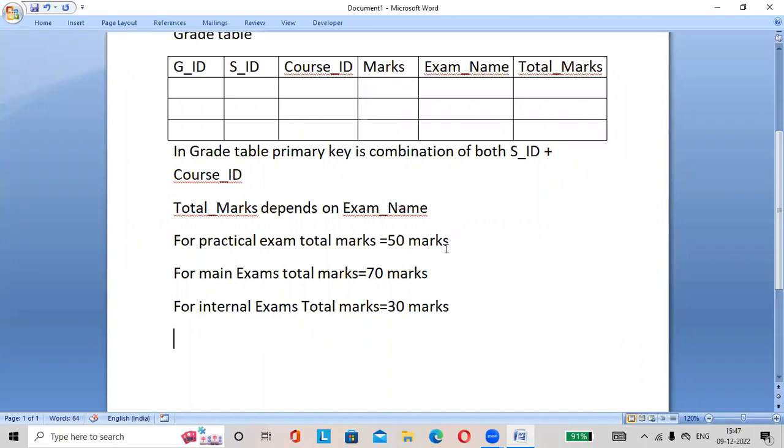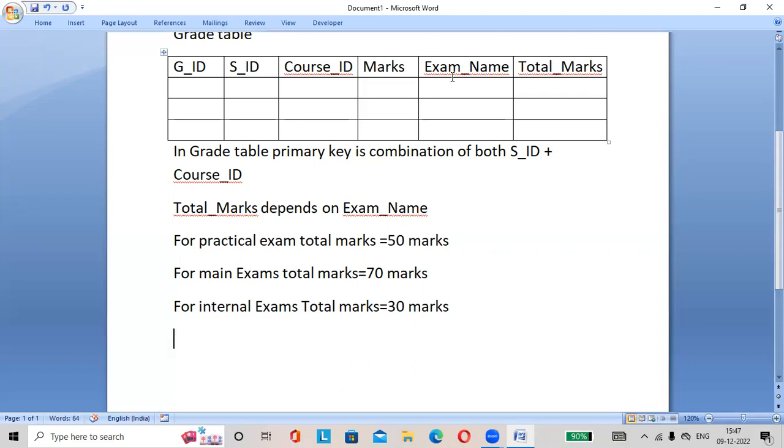In the grade table, student ID and course ID is the primary key, and all the other columns depend on it. Yes or no? All the other columns in a table depend on the primary key. Is it true or false? Yes, it is true. Here, except total marks, depends on which? Exam name. See here, the total marks column does not depend on the primary key. It depends on exam name.